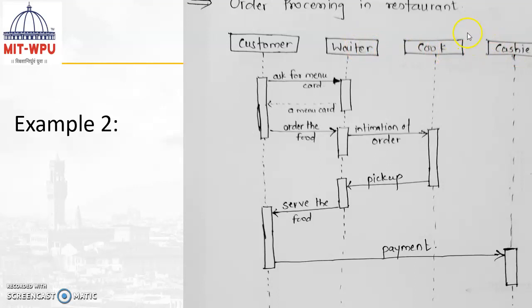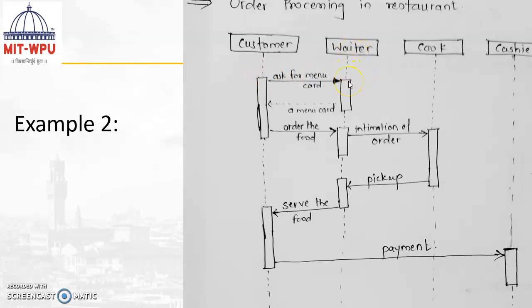Likewise, four objects are created over here. Again, it completely depends on the problem statement how many objects you have to consider. So for this problem statement, just four objects are considered. Now, the customer is trying to communicate with a restaurant. For that purpose, the first message passed is ask for a menu card.